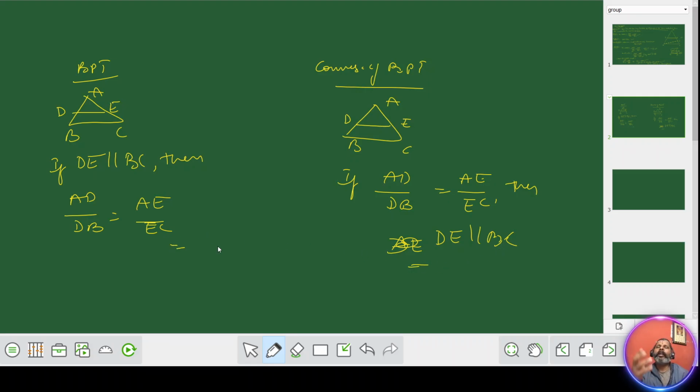Just understand what should go in the given part and what should go in the to-prove part from this comparison. When you study a theorem, there will be a converse for every theorem. When you study the theorem and its converse, make sure you have this comparison while you study, so that you get a clear picture of what the actual theorem is and what its converse is. Okay, thank you.